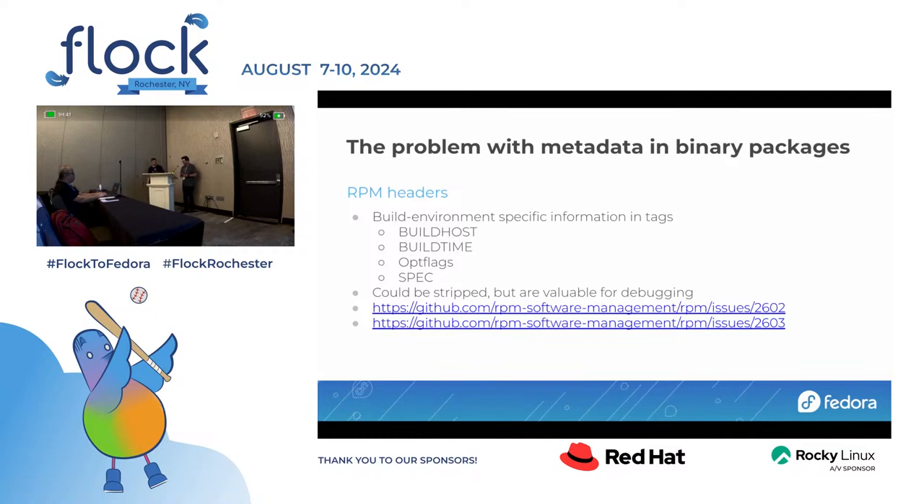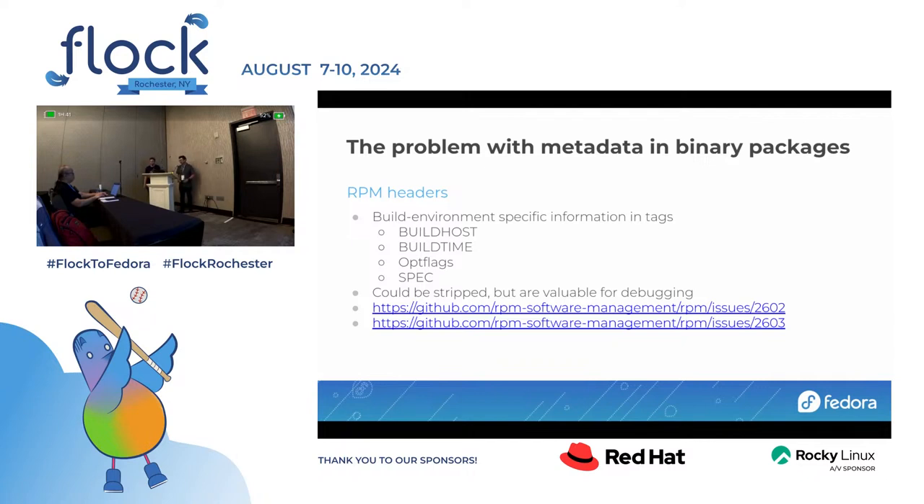We had another one. I mentioned the signature before, but the signature is not the only RPM tag that isn't reproducible or isn't useful for reproducibility in general. So if you look at things like build host and build time, those are the host of the machine the package was built on, and the time of the build. Opt flags is the expanded compiler flags that were used, and spec is the expanded rendered spec file. Now, we could strip these. So this is the thing that David asked for.